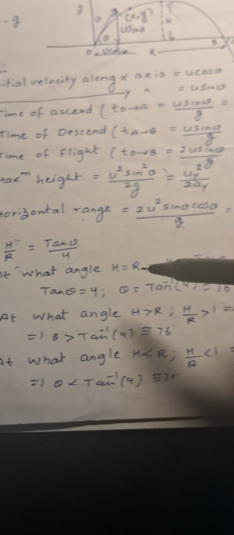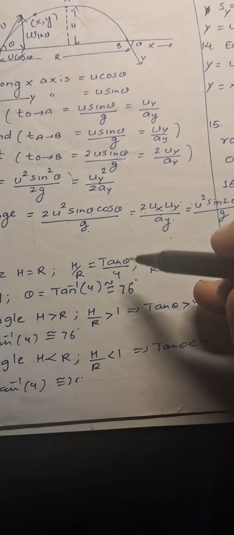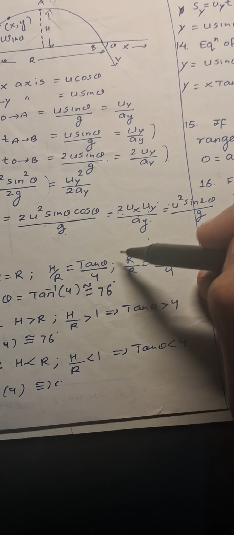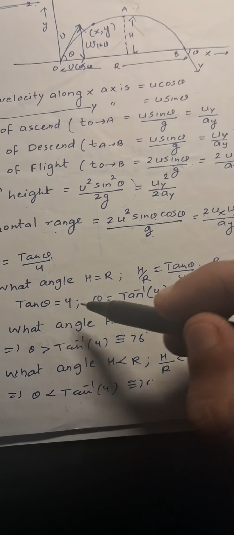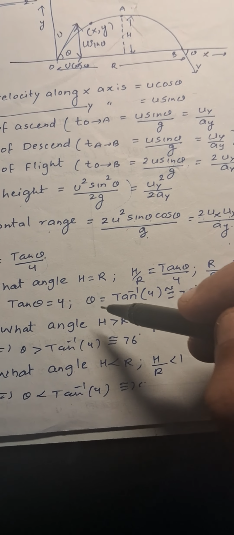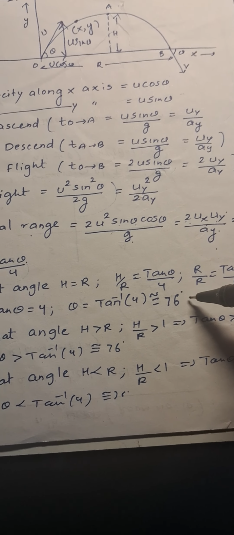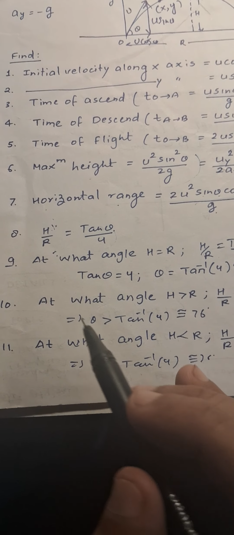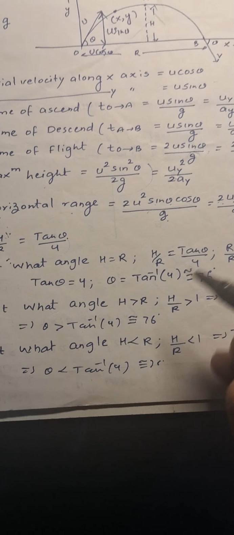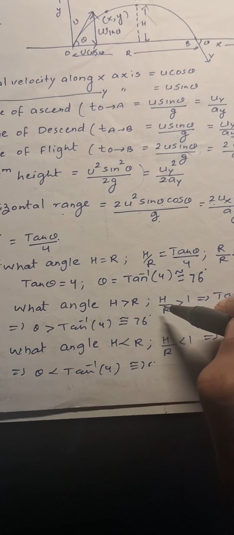Next is at what angle h is equals to r. So h by r is tan theta by 4. You substitute h is equals to r. So from here we get tan theta is equals to 4, or theta is equals to tan inverse of 4, or about 76 degree.